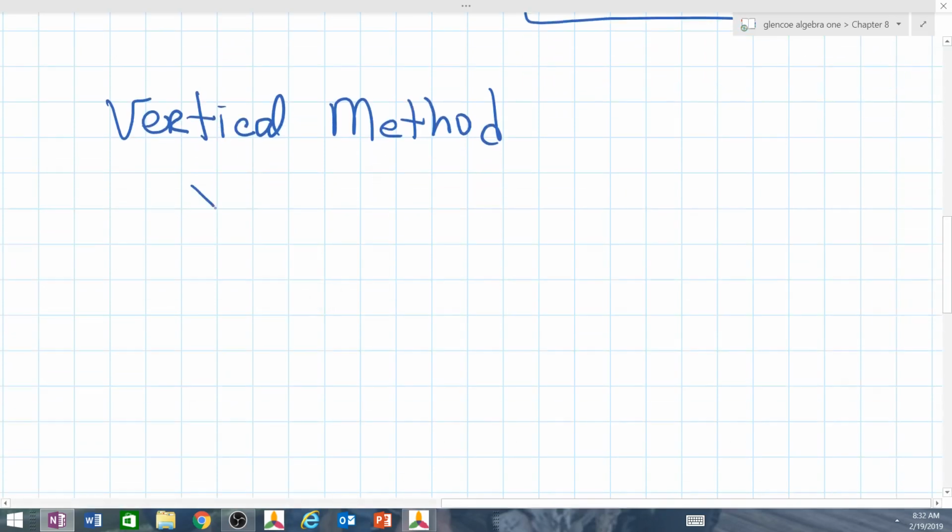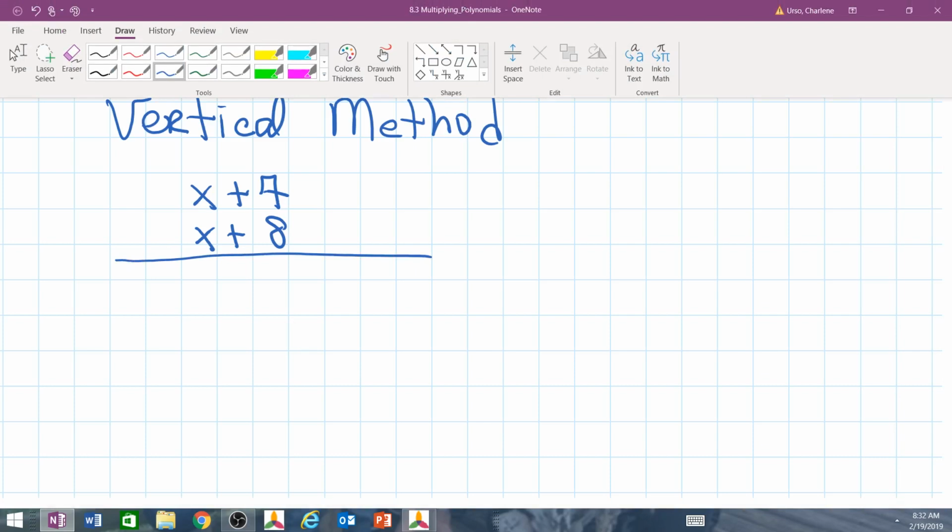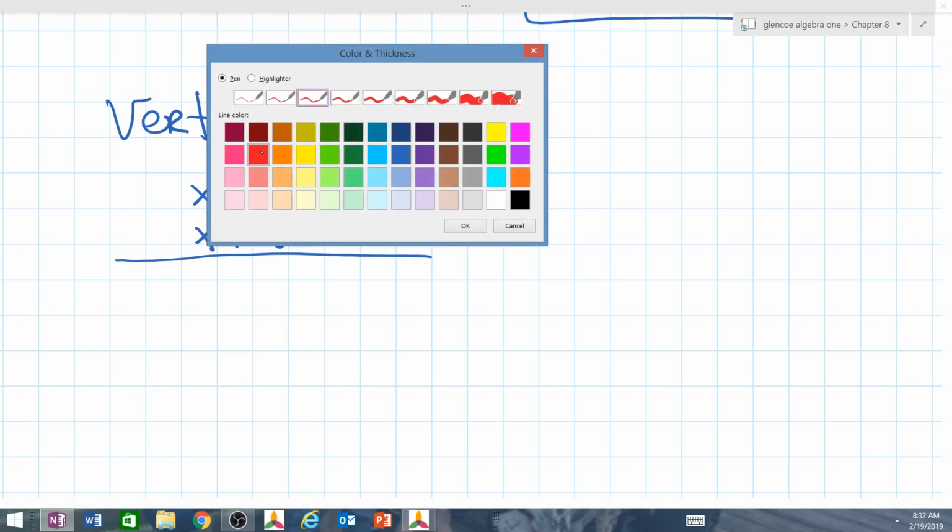And let's just show you how we can do that. So let's take a problem. X plus 7 times x plus 8. Now you can use vertical multiplication when you're multiplying a binomial times a binomial, a monomial times a trinomial. You just go ahead and line everything up, and I'm going to give you some directions and some arrows here that hopefully will help make your life easier.